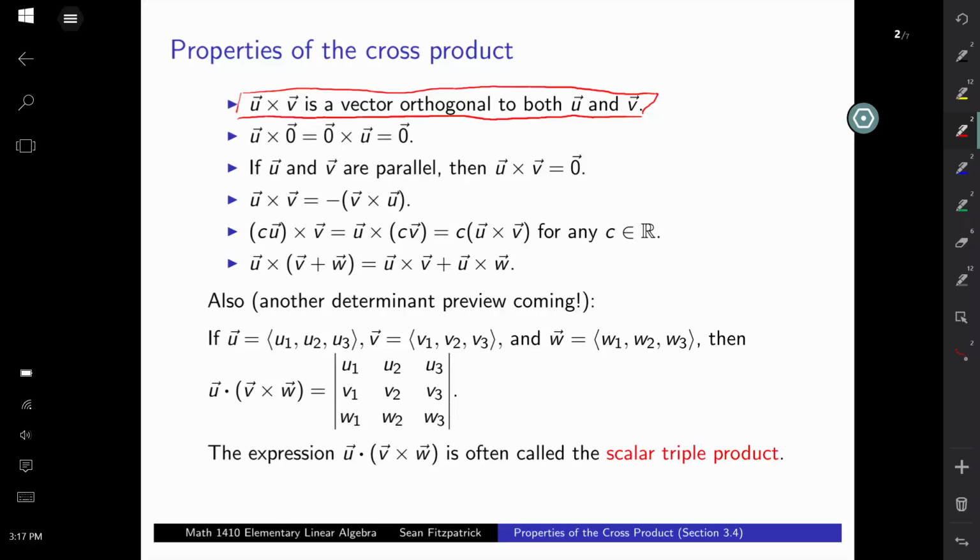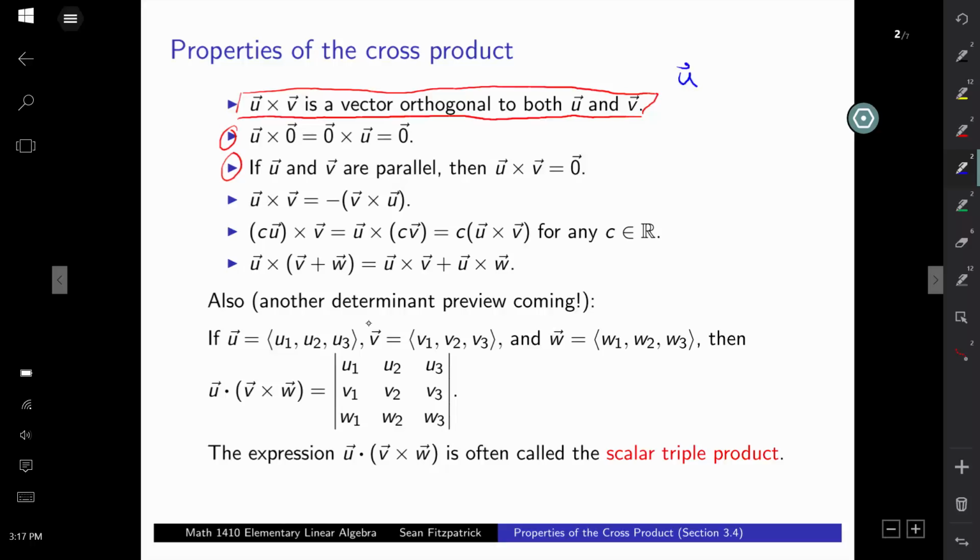Now, there are a number of situations as listed here and here where the cross product could come out to be 0, right? If either u or v is the 0 vector, or if u and v are parallel, then the cross product comes out to be 0. And these are sort of degenerate cases. The interesting case is when u and v are non-zero, non-parallel vectors. And even in that setting, when you compute the cross product, you can verify that the cross product is orthogonal to both u and v.